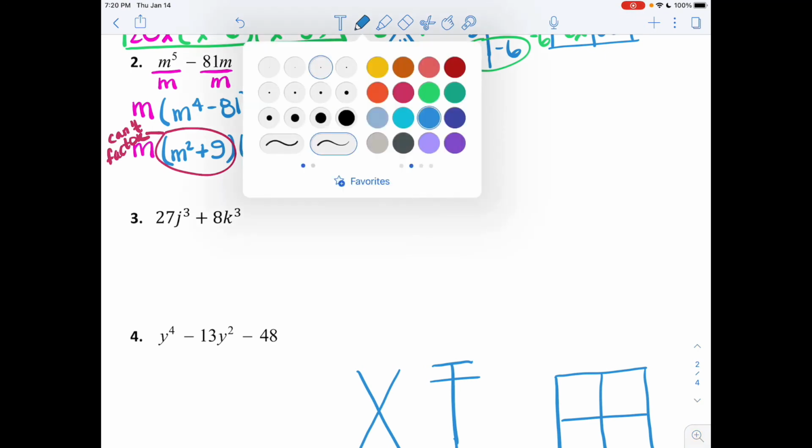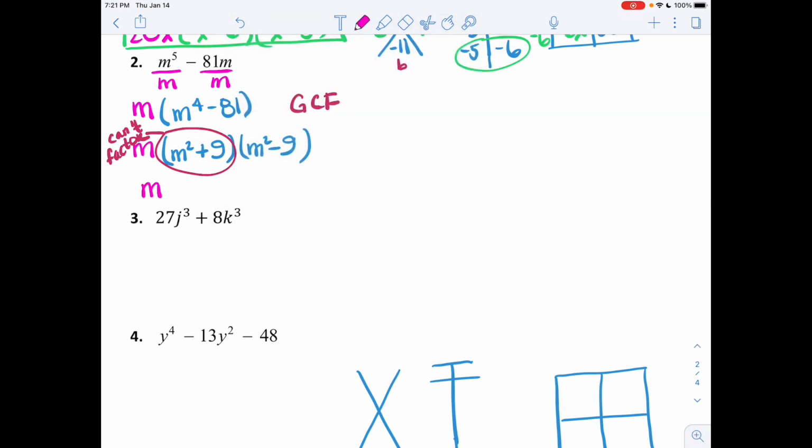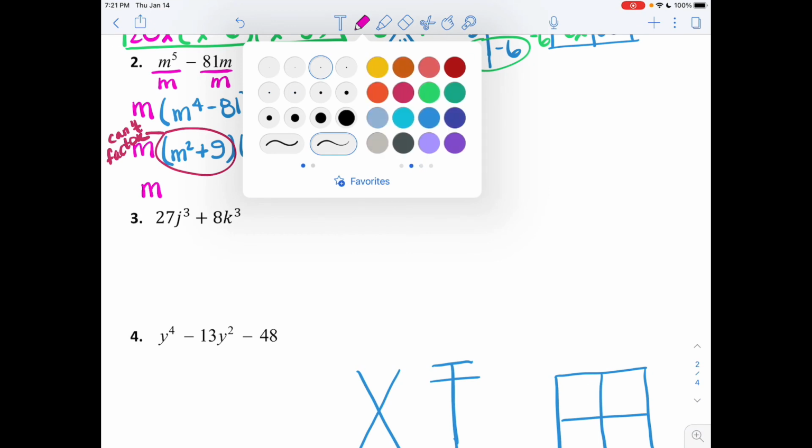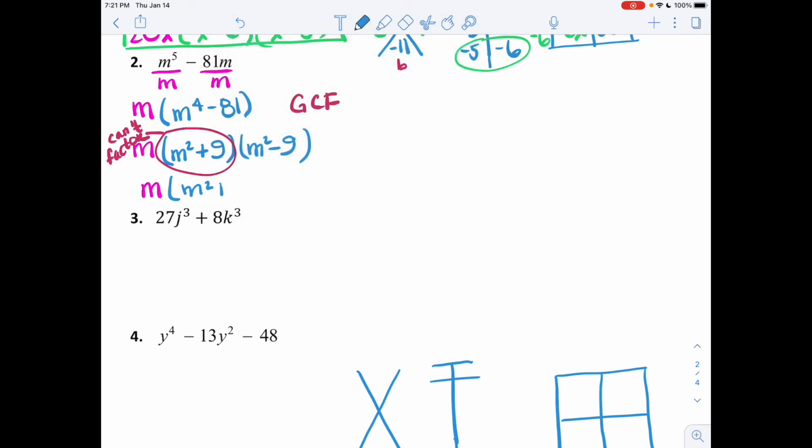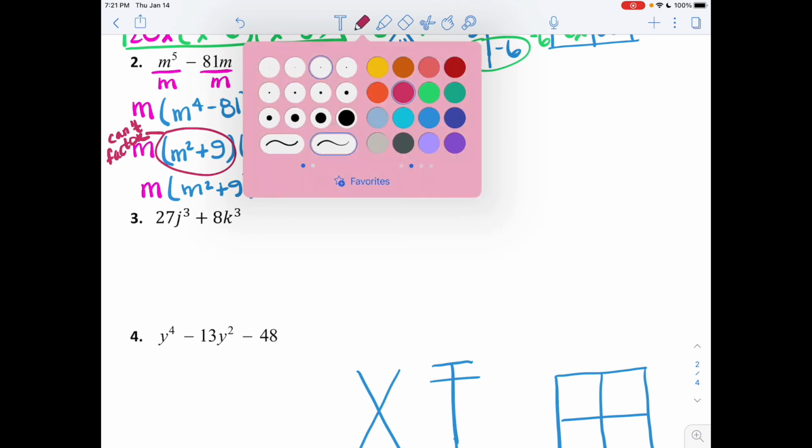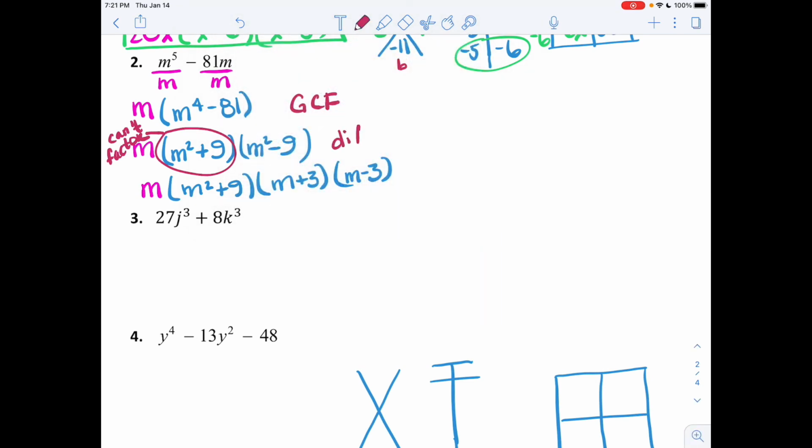So what we're going to do is go ahead and bring down the m. We know that we're done with it. We know that we are done with the m squared plus 9, but I am going to break m squared minus 9 into m and a 3, because the square root of 9 is 3. One gets a plus sign and one gets a minus sign. All right, so we have used difference of two squares twice. So let's make a note. Difference of two squares here and difference of two squares here.